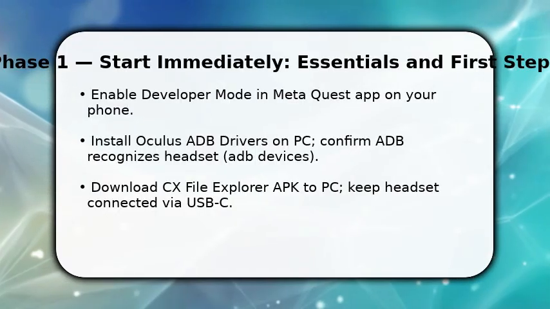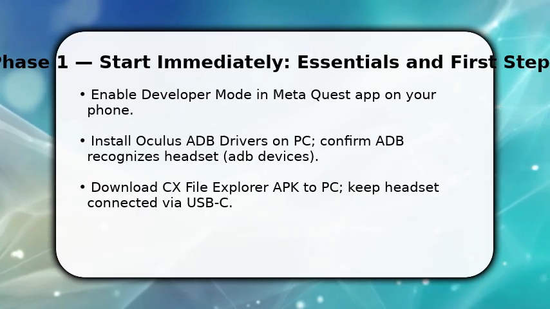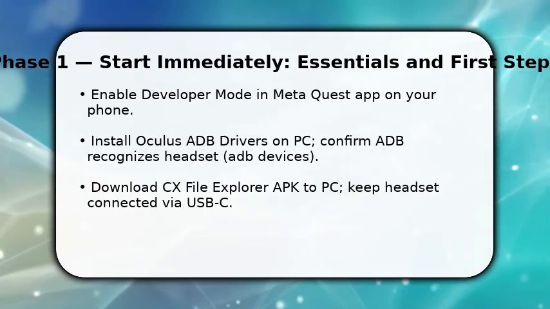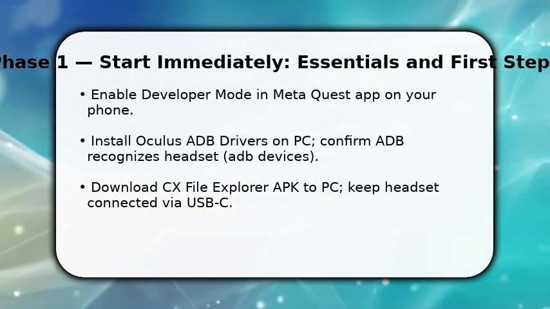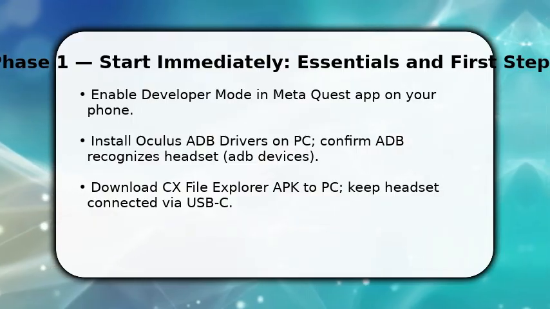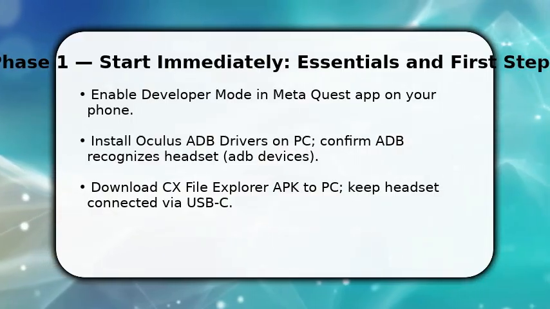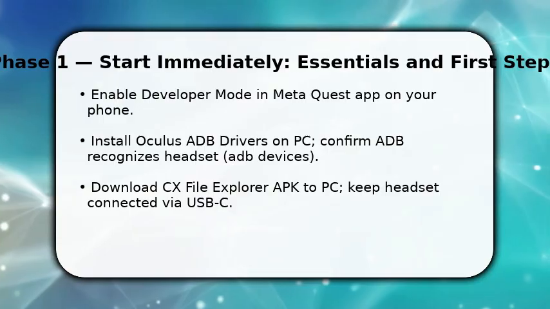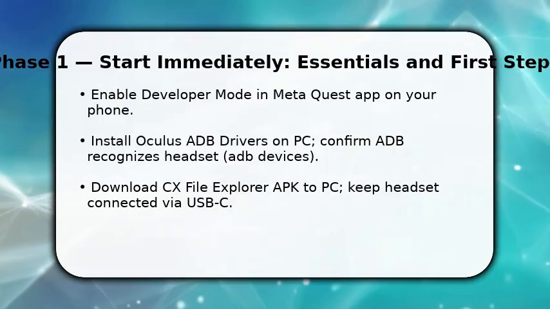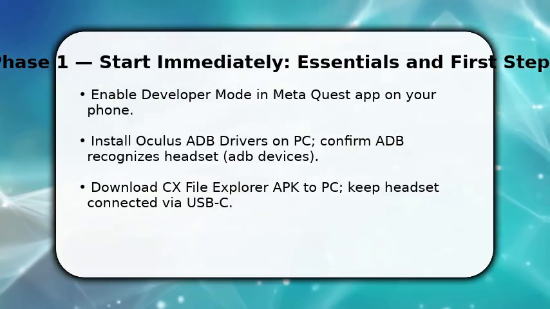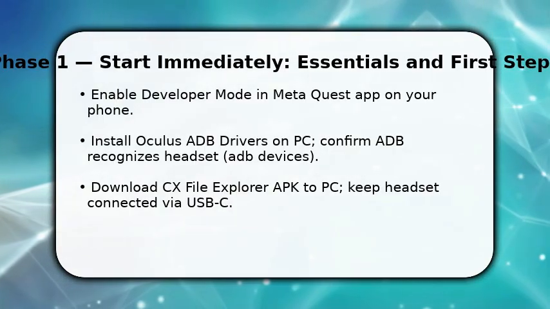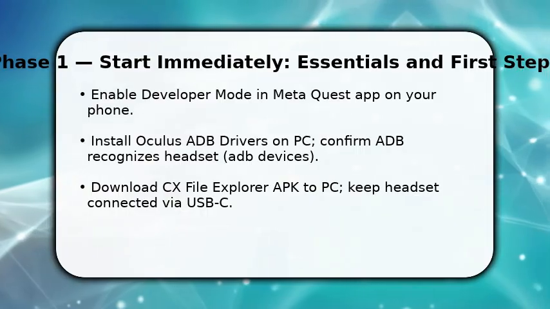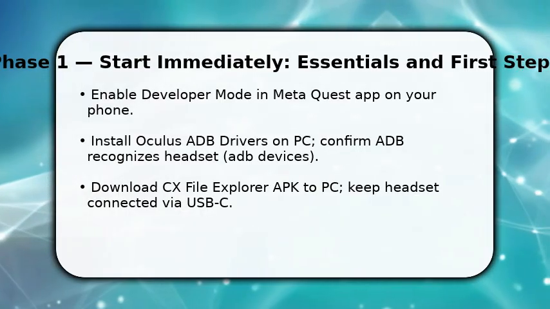You need developer mode enabled, ADB working, and the CX APK downloaded. First, open the Meta Quest mobile app and toggle developer mode for your account. Once done, plug the Quest 3 into your PC with a USB-C cable and accept the PC pairing prompt on the headset. Make sure ADB is installed and running. Type adb devices to confirm the headset shows up.